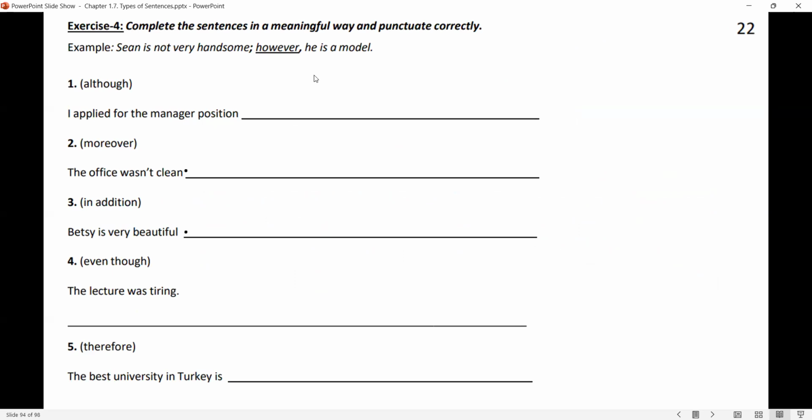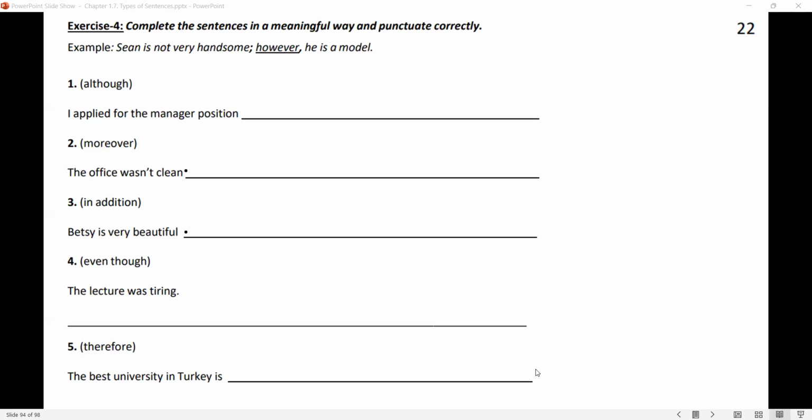It says complete these sentences in a meaningful way and punctuate them correctly. Example: Sean is not very handsome. However, he's a model. I want you to use although and complete the first sentence, or here moreover and complete it. Again, pause the video, then check your answers with me. Here we have different options. I will just show you a sample answer. You can write your own sentence, of course.